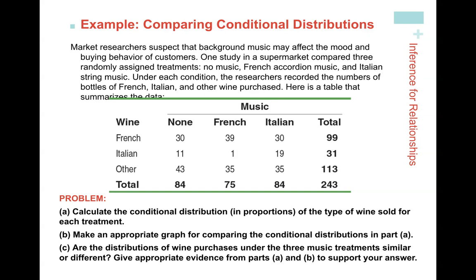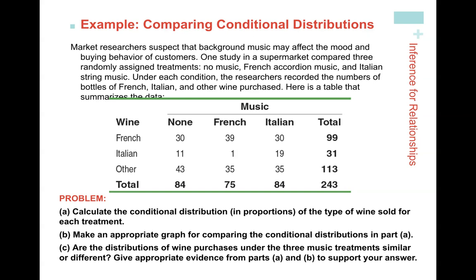In this example, which is in our textbook, the type of music that is playing is the explanatory variable. The response variable is your row variable, and these are the types of wine. There's French wine, Italian wine, and other wine, so wine that's not French and not Italian. Maybe Spanish, maybe American, whatever. Anything that's not French or Italian.